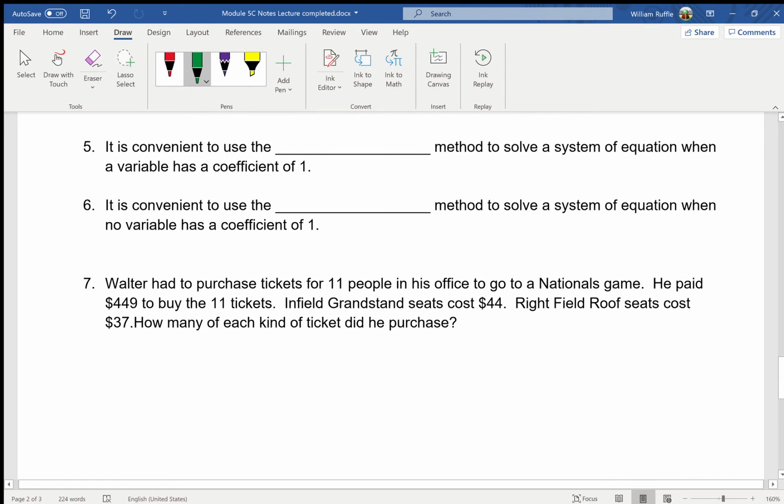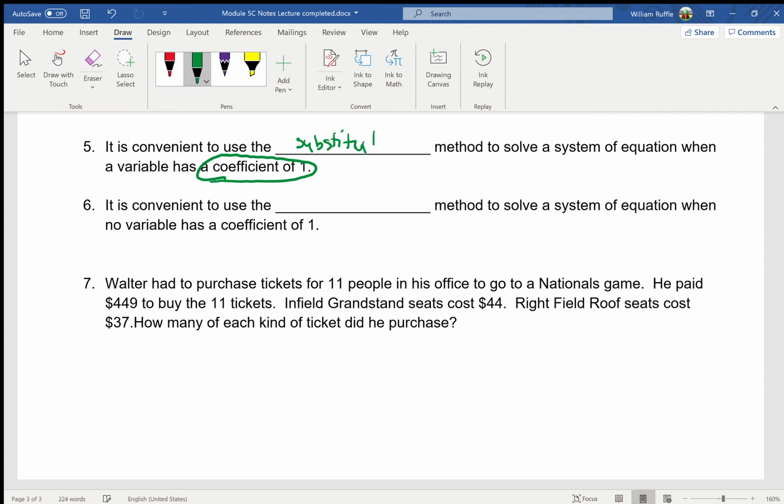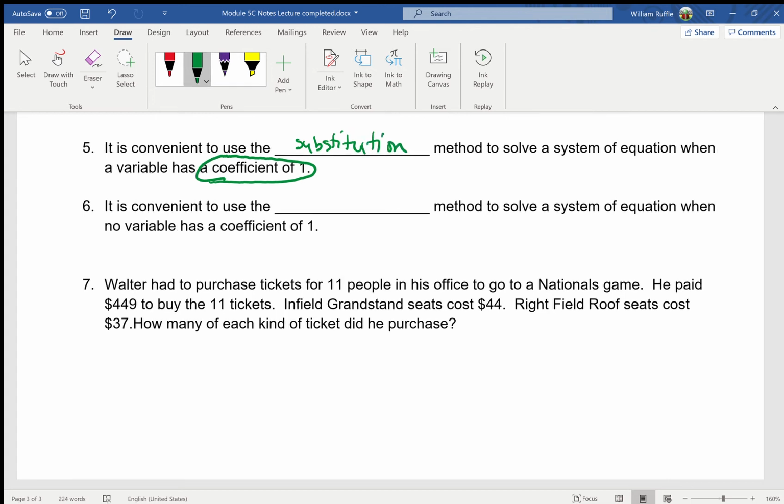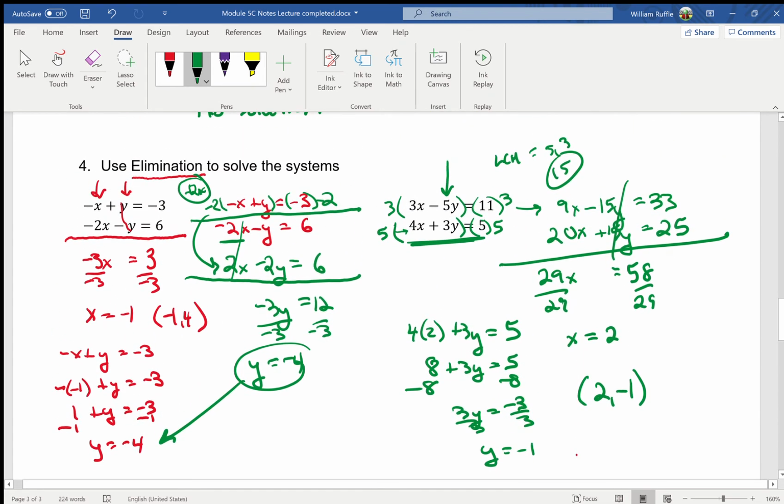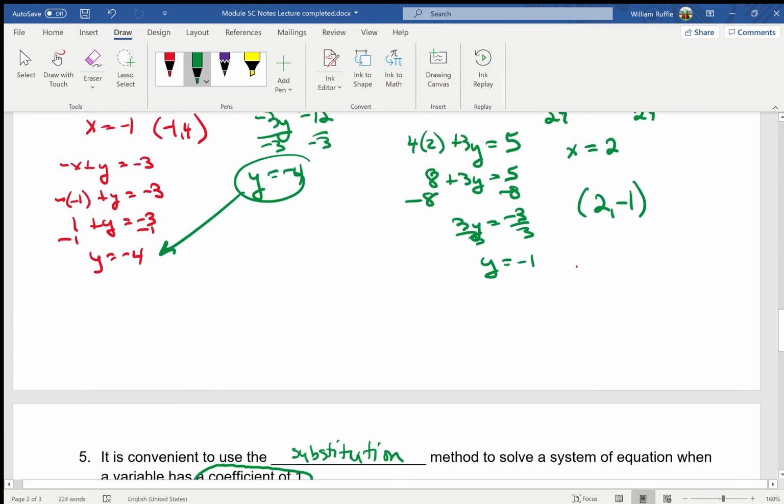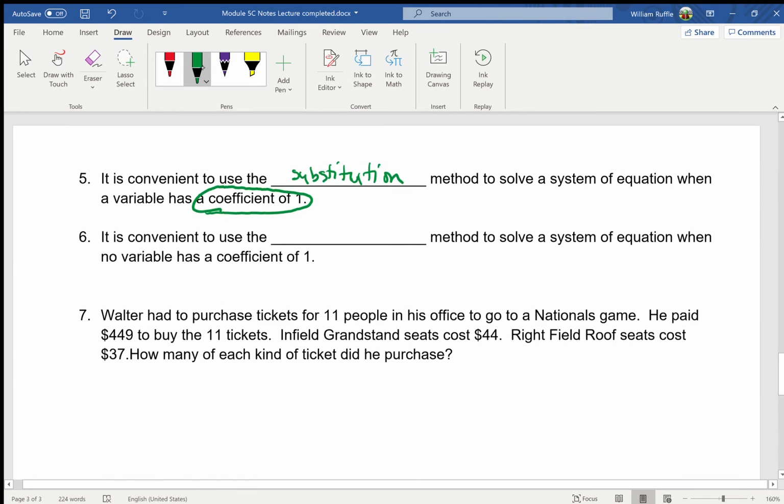Now, as a quick review here, when we were doing substitution method, we really were looking for a coefficient of 1 on one of the variables. If there is one, then the substitution method is a really good idea. And if they have no coefficients of 1, just like this one right here, there's 3, negative 5, 11, nothing has a 1 coefficient. So really, that's the elimination method is the best way for that question.